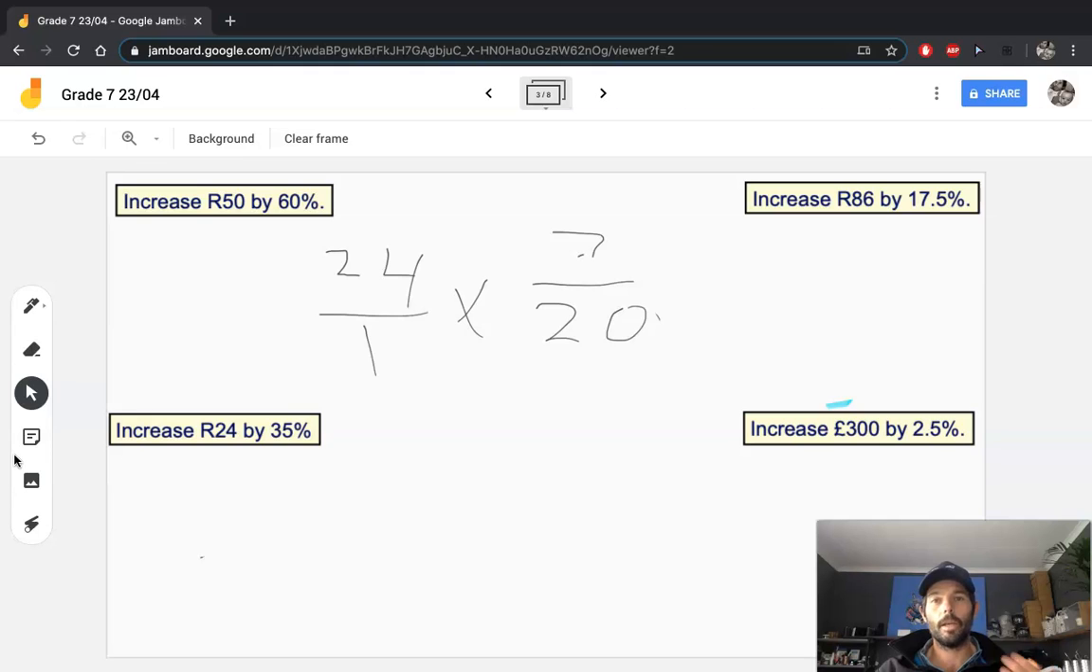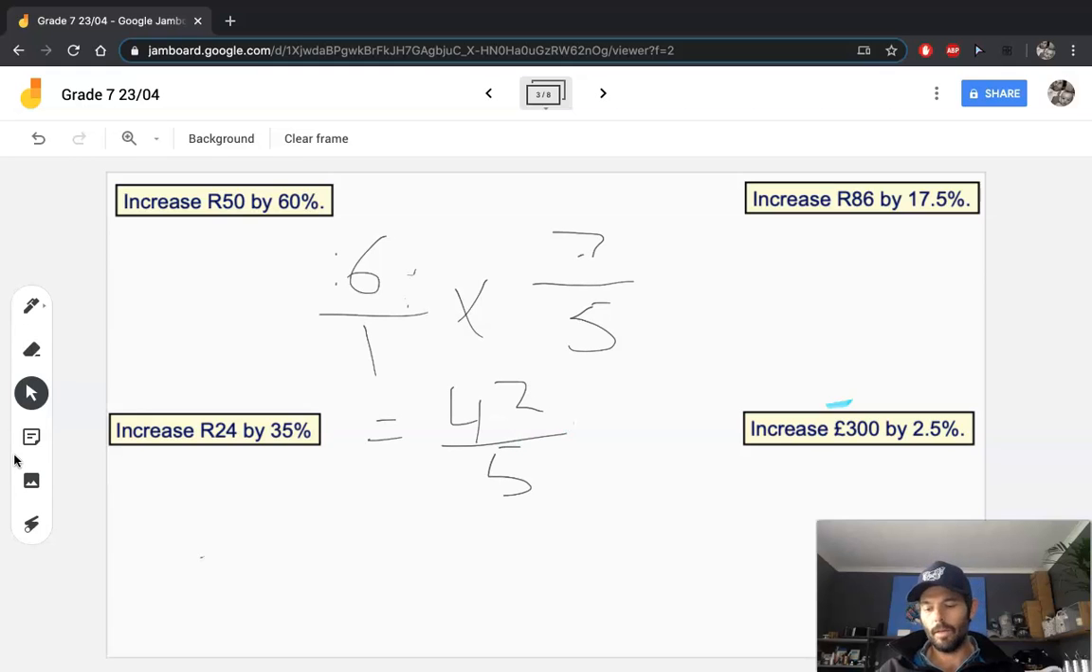If you do your multiplication, simplification diagonally, you know that 2 goes into 20 10 times. 2 goes into 24 12 times. I can go further. 2 goes into 10 5 times. 2 goes into 12 6 times. Now I've got 6 times 7 equals 42 over 5. And if you worked out 42 divided by 5, you would get 8 remainder 2 over 5. You know that 2 over 5 is equivalent to 0,4.